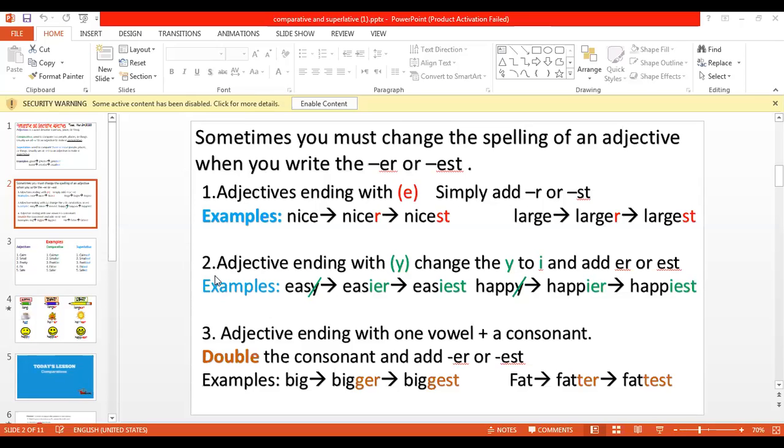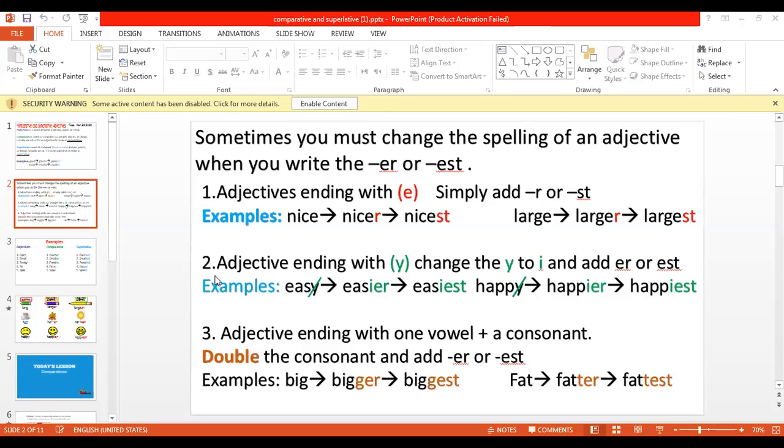Sometimes you must change the spelling of an adjective when you write the ER or EST. Remember that the Y follows a rule. If we have a vowel before the last letter, it follows another rule. If we have an E at the end, it follows a rule. So what do we do? Because ER and EST are suffixes, sometimes we need to change the letters in the word.